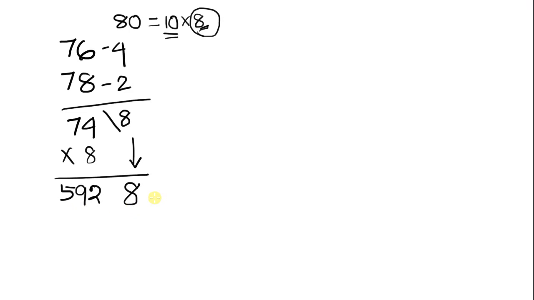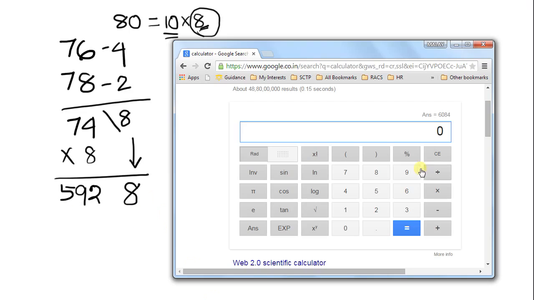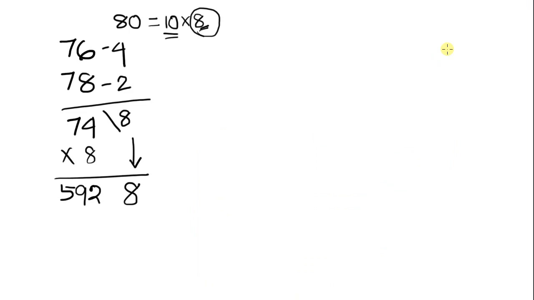5928. If I take a calculator to check this out, let's say 76 into 78. So 5928. That's our answer. So this is like taking a different base other than 100. Let's extend this to still the higher numbers.